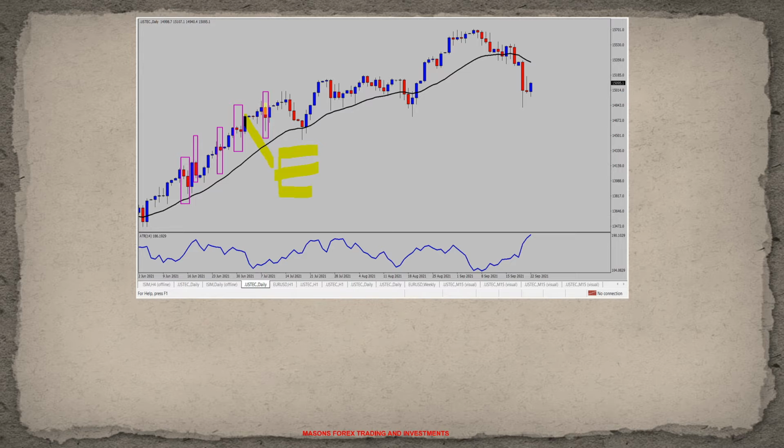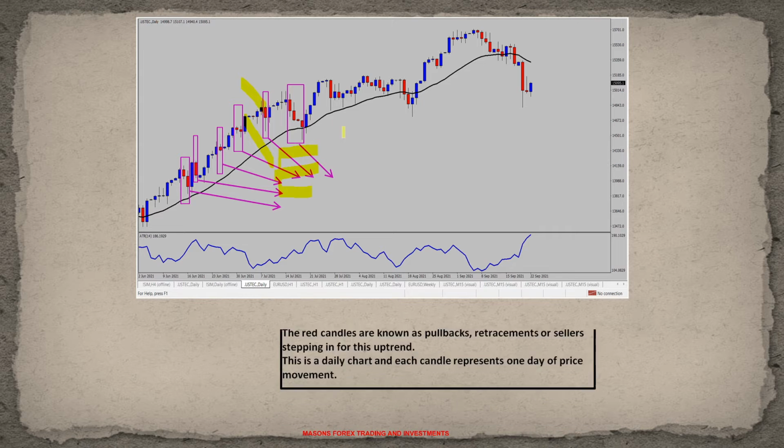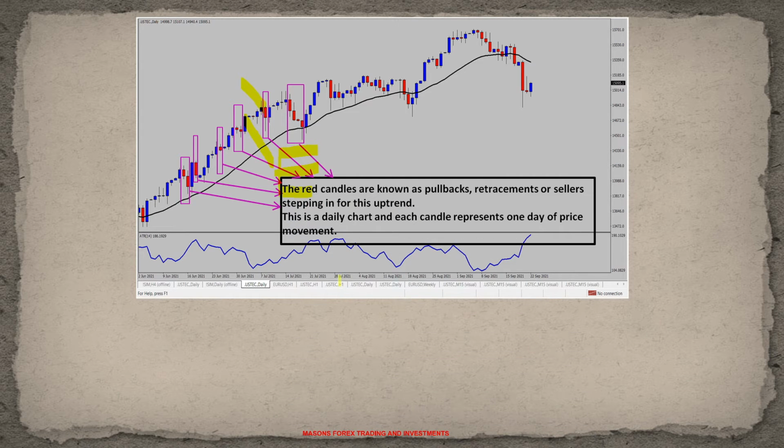Here we have a 1 candle pullback. Unfortunately, it won't be our entry signal. And then we follow it up with a 4 candle pullback, which is definitely an entry. As mentioned, the red candles are known as pullbacks, retracements, or sellers are stepping in for this uptrend. This is a daily chart, and each candle represents 1 day of price movement.